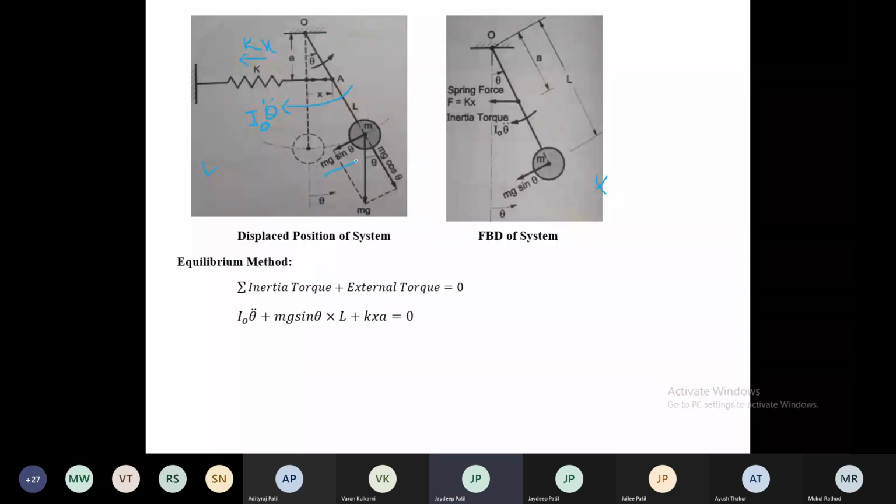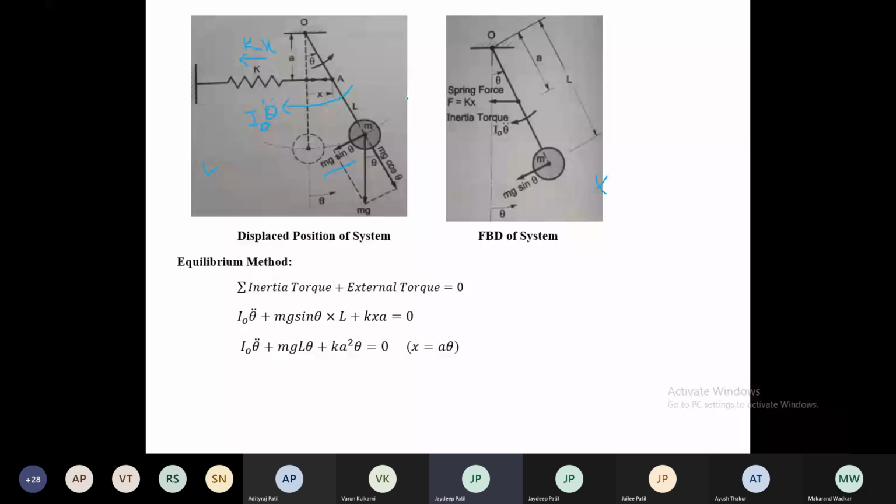I0 theta double dot plus mg sin theta into distance L, total distance you have to consider here, plus kx into distance a. Now this distance is your a. So now you have to simplify this equation. Instead of x, you have to write down here a theta, and sin theta is equal to theta.